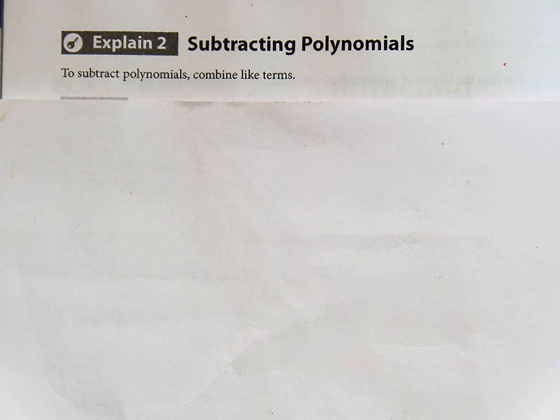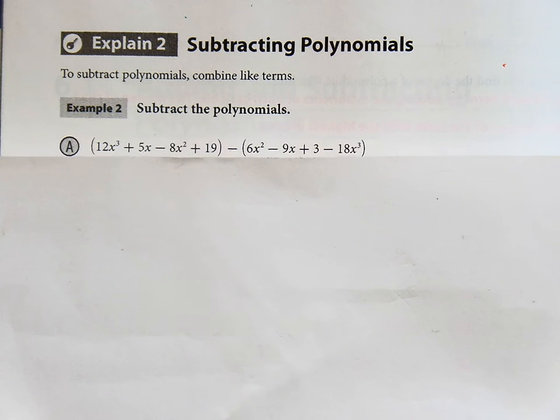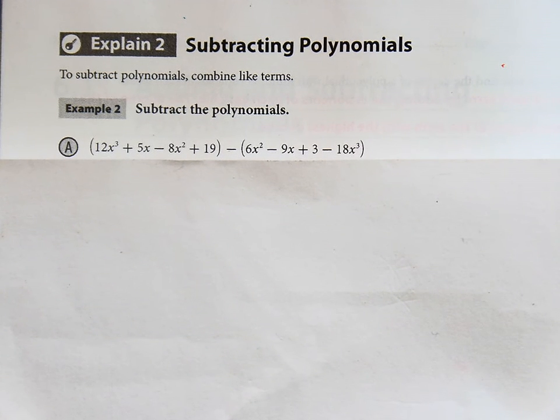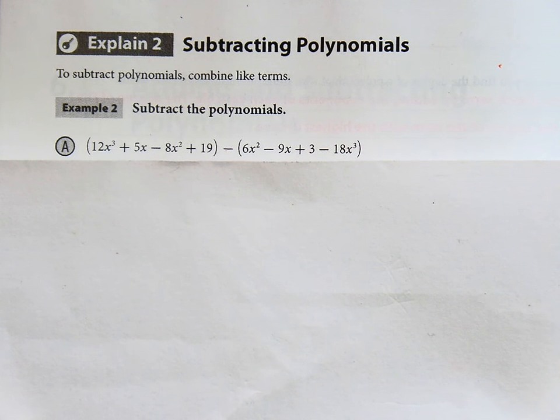So we have Algebra 2, Module 6, Lesson 1, Explain 2 on page 273, Subtracting Polynomials. And to subtract polynomials, combine like terms. So let's look at this one. These aren't binomials, but we have our two polynomials that are being subtracted.